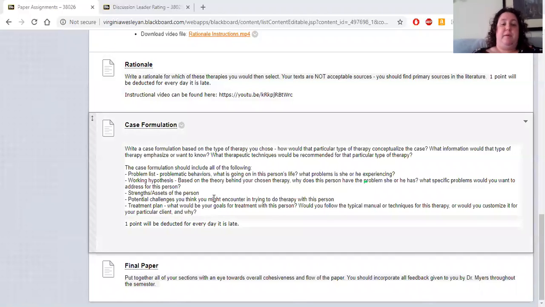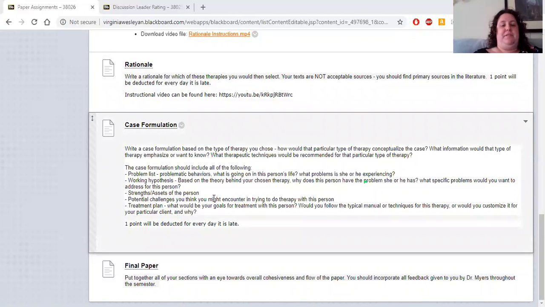So you should have a problem list, all of the problems that are going on. What are their problematic behaviors? What problematic social experiences are they having? What problems is he or she experiencing? Very important: this can include a diagnosis, but it can also just be problematic behaviors they're engaging in or problematic things going on in their life around them.